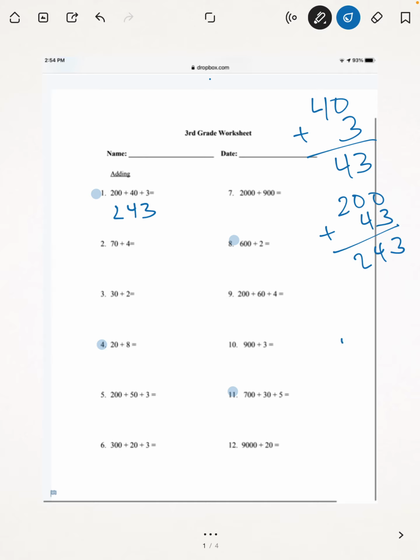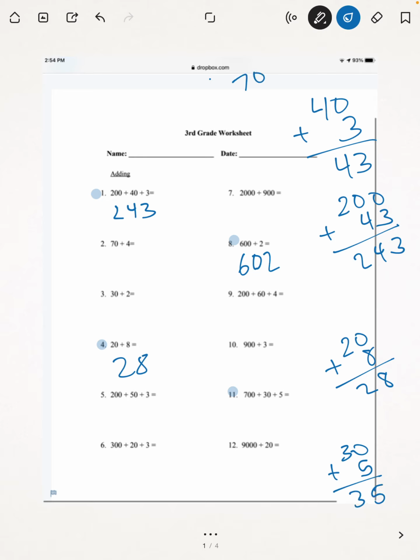20 plus 8, which is 28. Okay, 600 plus 2. What you could do is just pretend you have 600 fingers, and then just add 2 more. And if you do that, it equals 602. 700 plus 30 plus 5, you add 30 plus 5, which equals 35. And if you do 700 plus 35, that would equal 735.